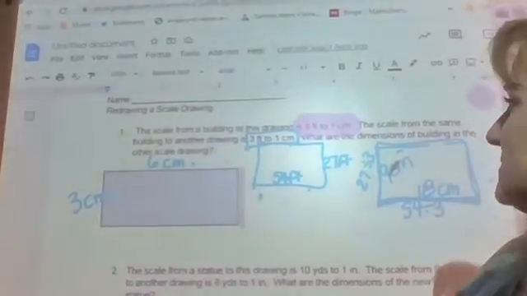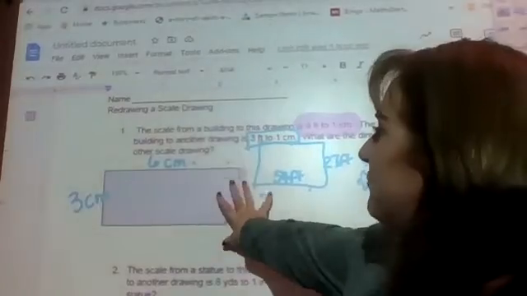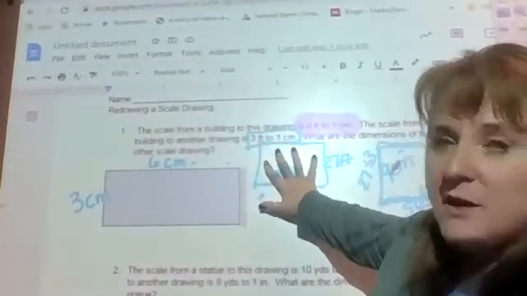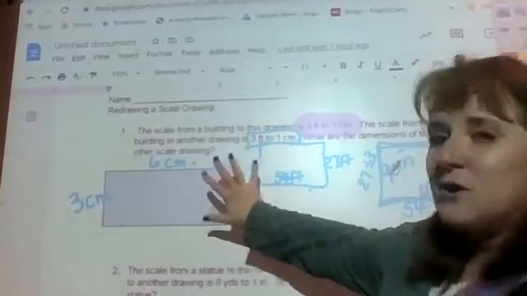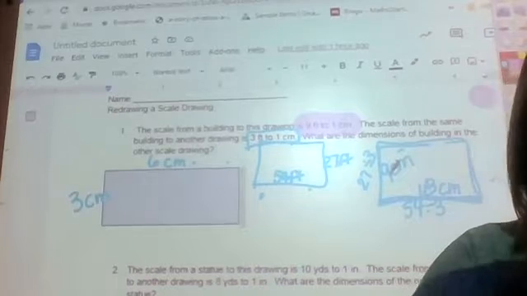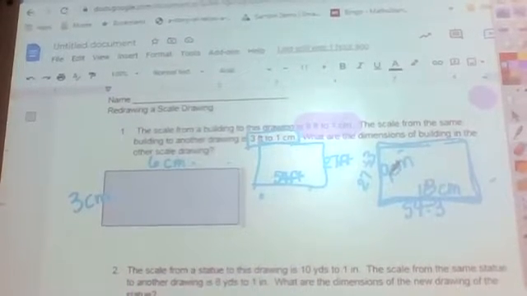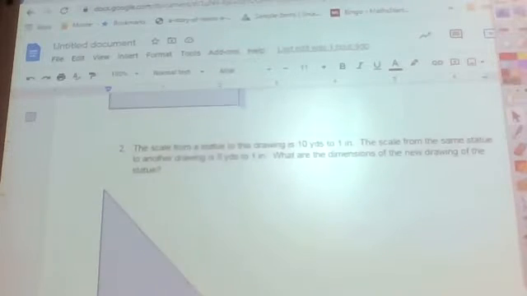So again, what you should have gotten is, remember the process. We went from the scale drawing to the actual, then from the actual down to a new scale drawing. So we had 2 different steps in order to get there. Okay, so here we go. We're moving on to number 2. Let me erase this and move down. Here we go.